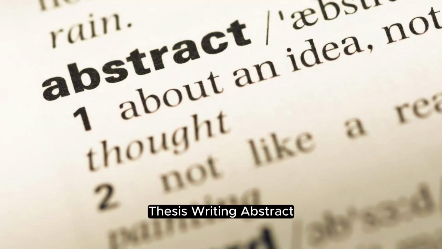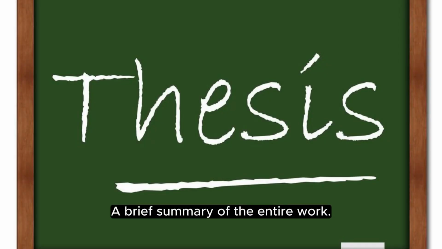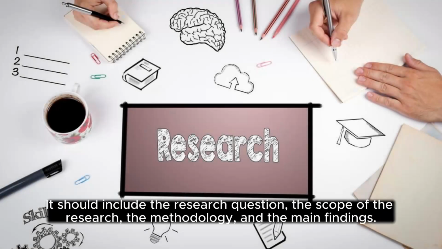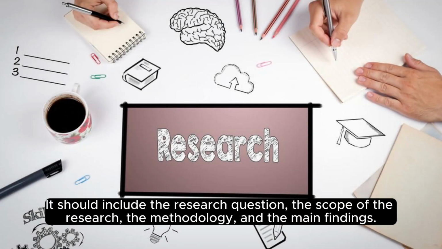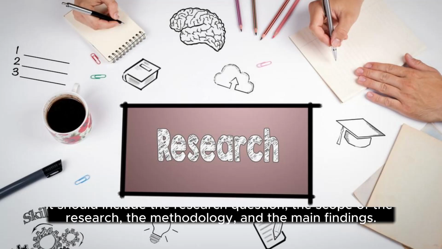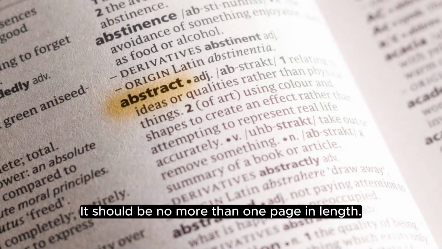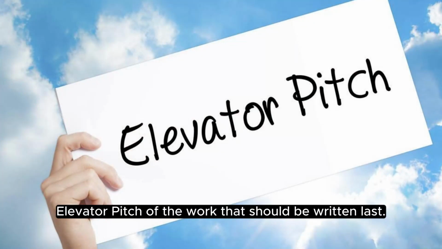Thesis writing. Abstract. A brief summary of the entire work. It should include the research question, the scope of the research, the methodology, and the main findings. It should be no more than 1 page in length. Elevator pitch of the work that should be written last.